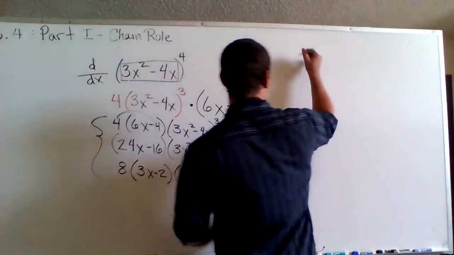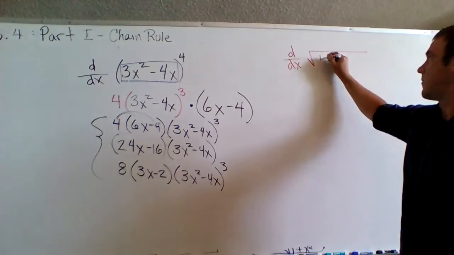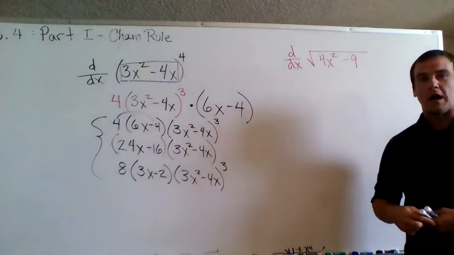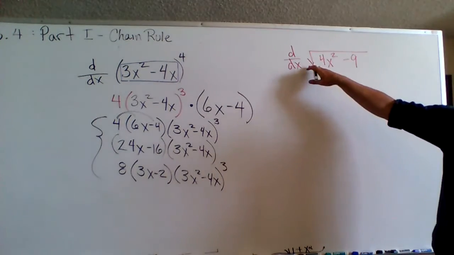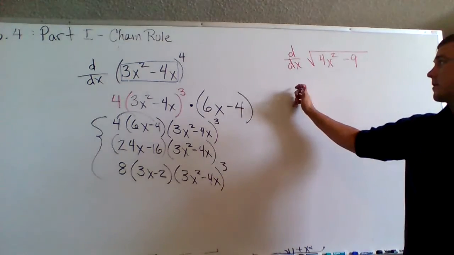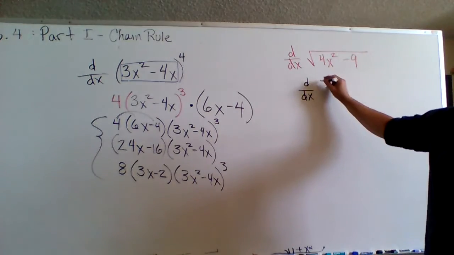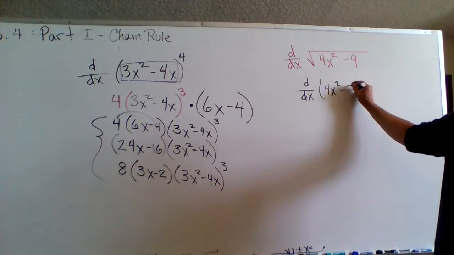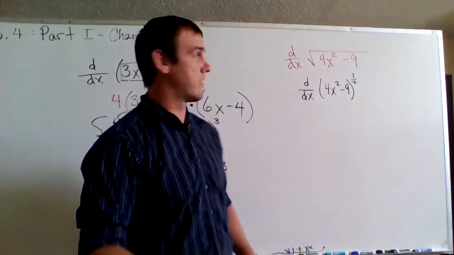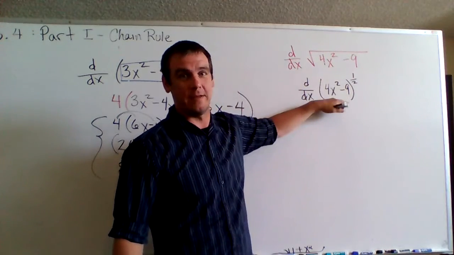Let's do d dx of the square root of 4x squared minus 9. All right, so on this one, recognize the square root really means the 1/2 power. So if I write d dx again, I'm going to put this all to the 1/2 power now. So 4x squared minus 9 to the 1/2. I really didn't do any math to this. I just finagled it, made it in a different form. But I haven't done any math yet.